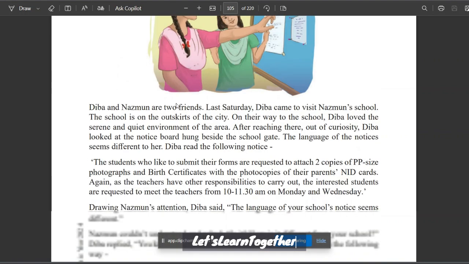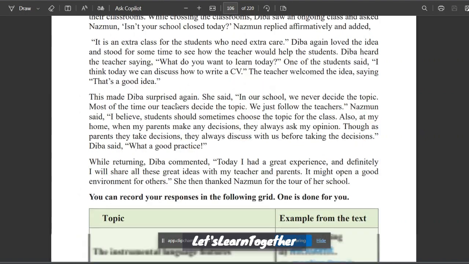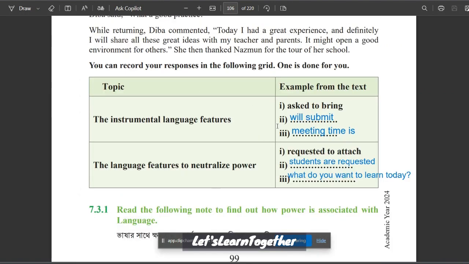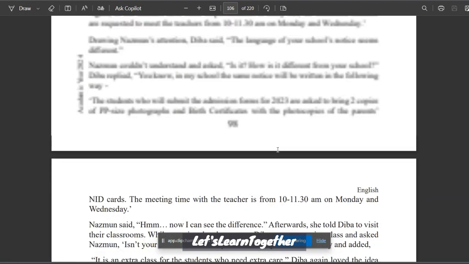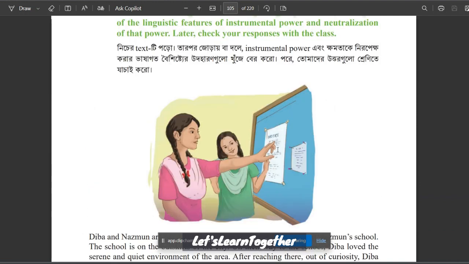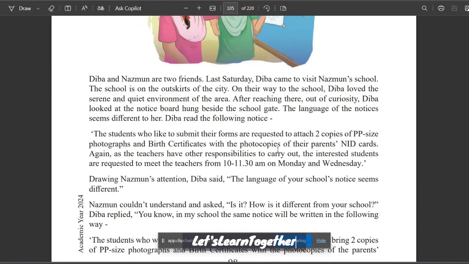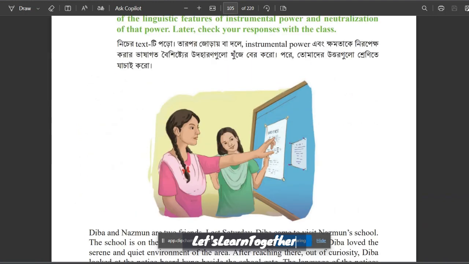That means in this activity, at first, a whole text has been given, and then there is a table that we will be filling up. But before that, we have to read the text and identify what instrumental power has been used here. That means in the sentences visible in this text, is instrumental power demonstrated, and how has that instrumental power been neutralized.